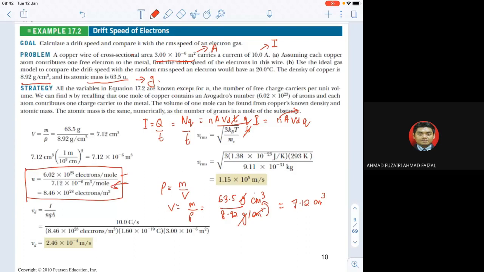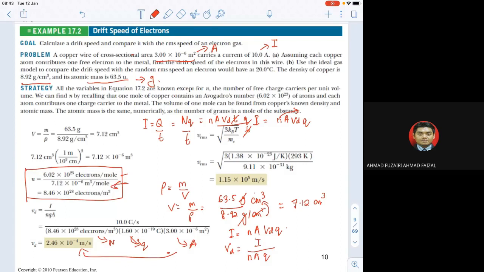Our equation wants us to find I equals n A vd times q. So we want to use vd. So vd is what? vd is I over n A q. So this is n, this one is q, and this one is A. And then we can have the drift speed like this: 2.46 × 10^-4 meter per second.